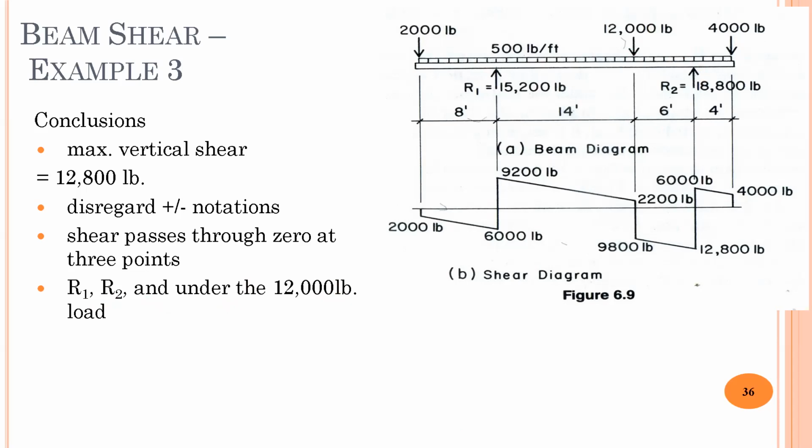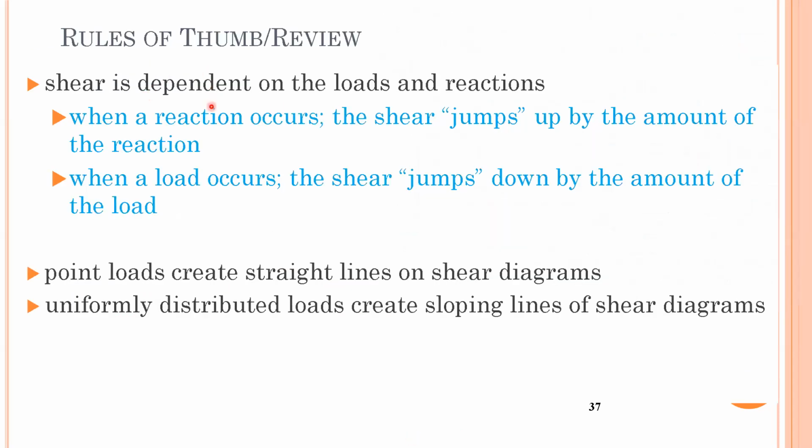All right, so let's look at some rules of thumb. It says shear is dependent on the load and reaction. When a reaction occurs, the shear jumps up by the amount of the reaction. When a load occurs, the shear jumps down by the amount of the load. Point loads create a straight line in the shear diagram. I'll explain that further. A uniform distributed load creates a sloping line in the shear diagram.